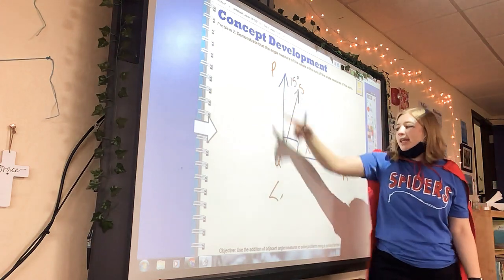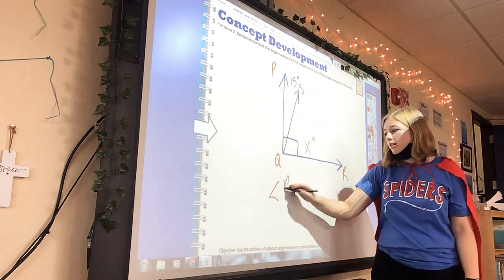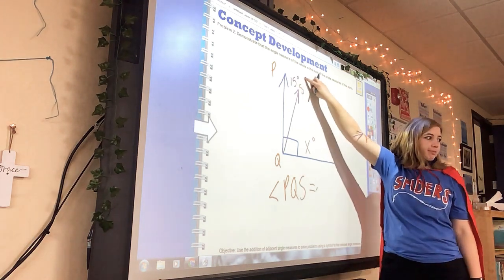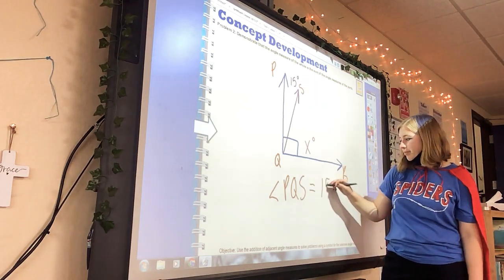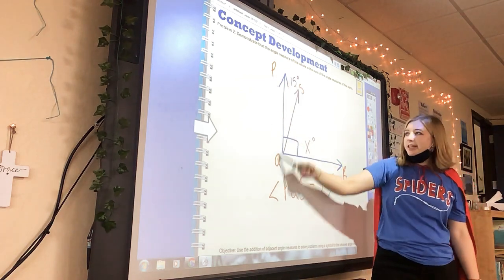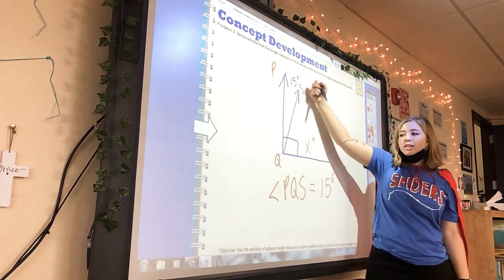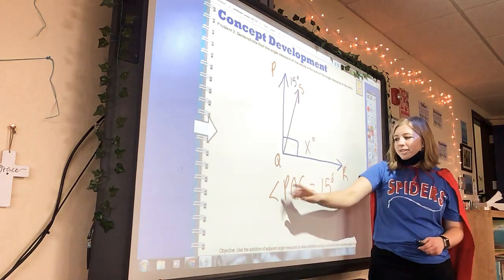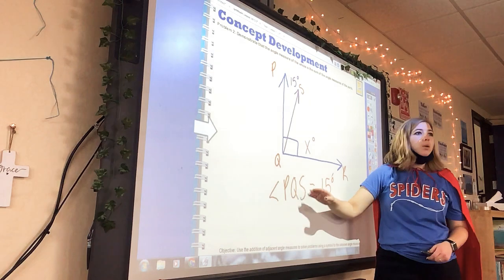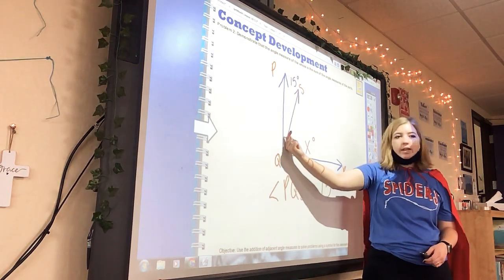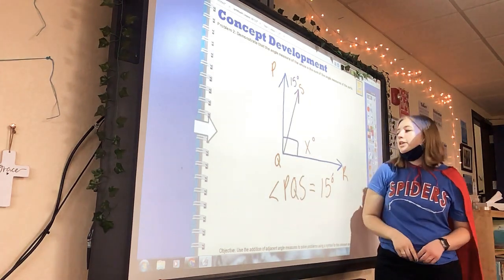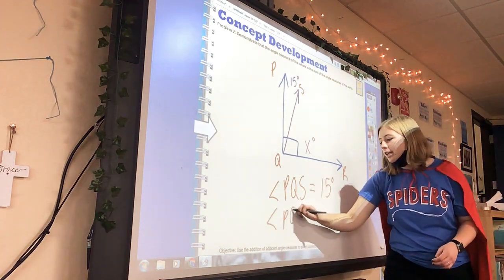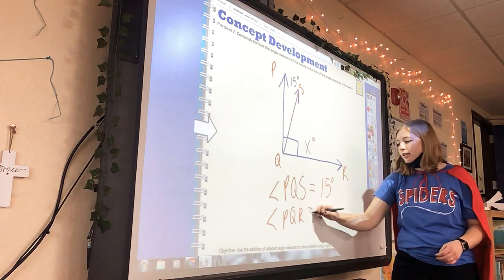Angle PQS equals 15 degrees. Okay? Everybody got that? Yeah. So angle PQS equals 15 degrees. So I go to where the middle point is, right? So if I'm saying Q, like PQS, this is the angle I'm talking about, right? So then we also know that angle PQR, okay, check it out.